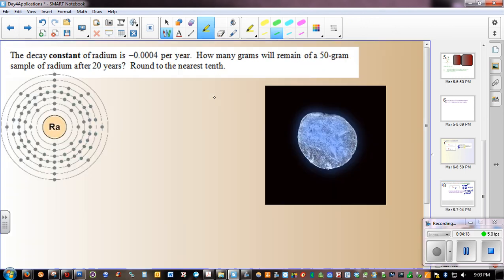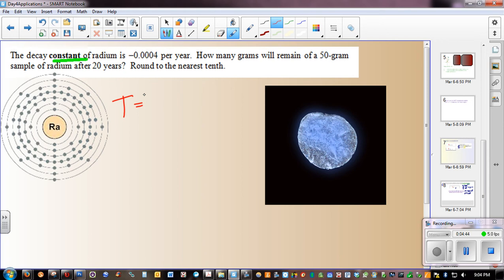Okay, well, typically you might get a new equation. Just a word on this problem here: the decay constant of radium is minus 0.0004. We're using the same type of equation here. We want to know what's left after 20 years. T, the amount left after 20 years, would be equal to what I started with. In this case, oh, we don't know what we started with, so we're going to have to come up with a new formula for this.